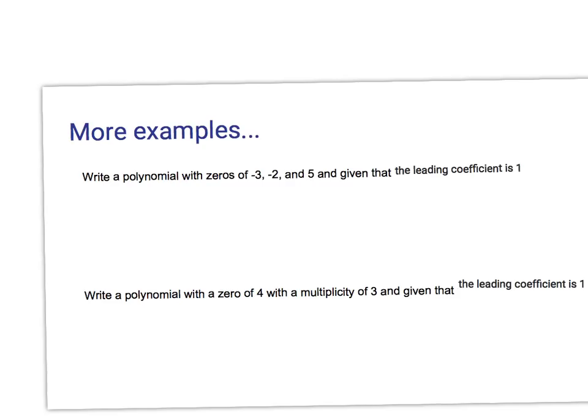Write a polynomial with zeros of -3, -2, and 5, given that the leading coefficient is 1. Okay, that's a good thing. If the leading coefficient is 1, that means that a is 1. It's a nice, easy problem for you to work out. We want that leading coefficient to be 1. It just makes our life pretty sweet and simple.